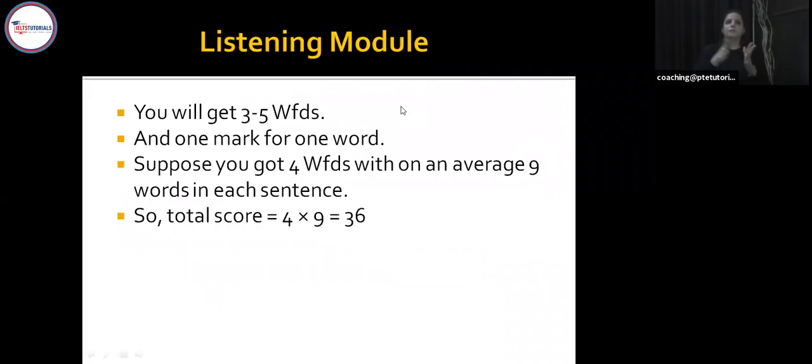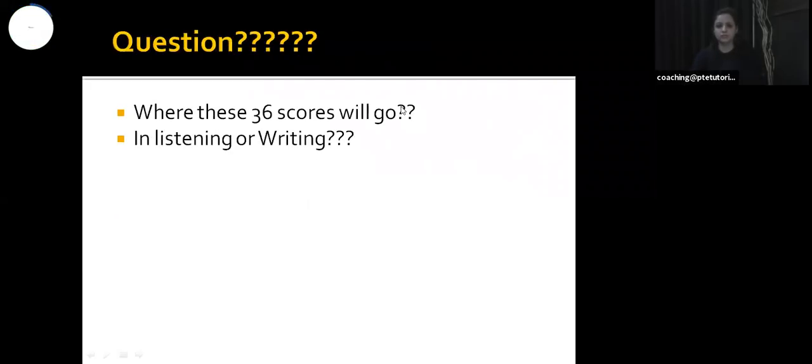Suppose you got 3 to 5, generally you get 3 to 5 right from dictation. And 1 mark is there for 1 word in one particular sentence. Suppose you got 4 right from dictation with on an average 9 words in each sentence. So total score will be 4 9s are 36. And now again one question. These 36 score will go in which module? Listening or writing? Just tell me.